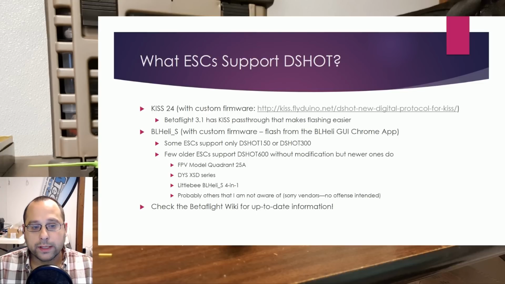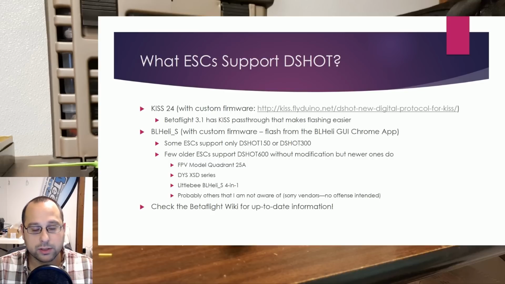Very few older BL-Heli S ESCs support Dshot 600 without modification. And by modification, I mean you have to remove a capacitor. I'll talk more about that coming up soon. Many newer ESCs that are just coming to market are supporting Dshot 600 without any modification. So some that I know of are the FPV model Quadrant 25 amp, the DYS XSD series, and that was actually the first one that I ever heard of, and the little BL-Heli S 4N1 ESC.